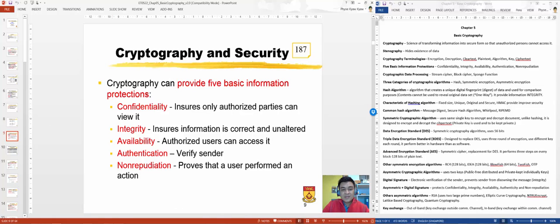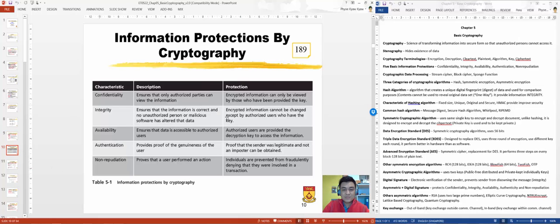Okay, next, take note, cryptography can provide five basic information protections. Confidentiality ensures that only an authorized party can view it. Integrity ensures the information is correct and unaltered. Availability means authorized users can access it. Authentication can verify the sender. Non-repudiation proves that the user performed an action. So please read through this table about the five basic information protections.